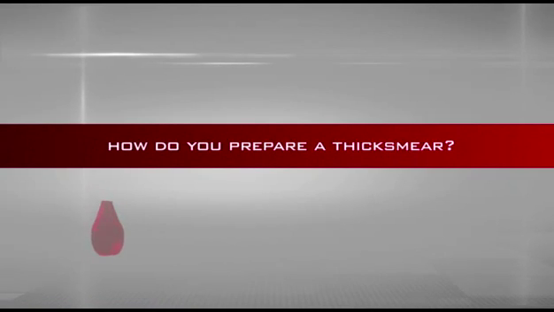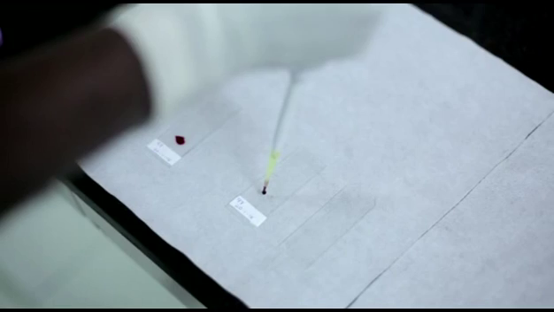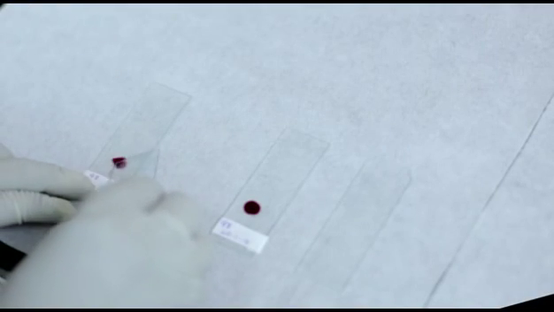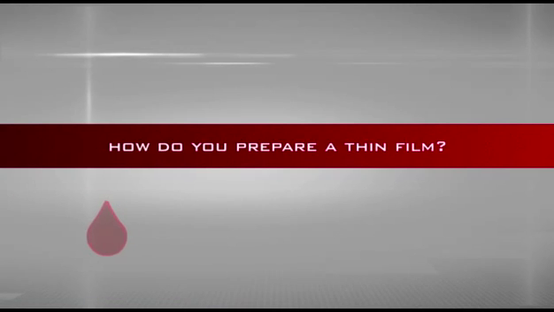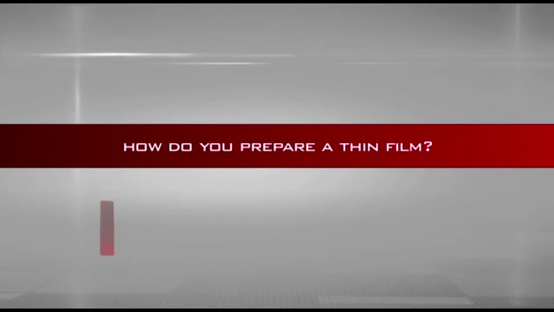How do you prepare a thick smear? Place a drop of blood on the specimen slide. With the corner of a clean slide, make circular motions in the drop to a diameter of 1 to 2 centimeters. How do you prepare a thin film?